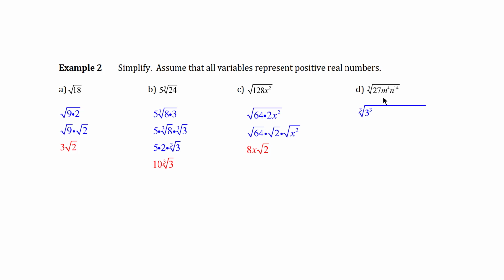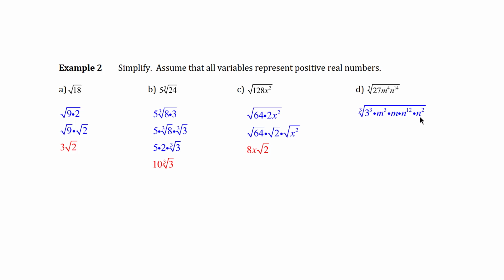Moving on to m to the 4th power, we need to rewrite this as a product of two variables, where one variable has the largest exponent that we can make from 4, which is a perfect cube. So I rewrote m to the 4th power as m cubed times m. Moving on to n to the 14th power, we need to rewrite this as a product of two variables, where one variable has the largest exponent we can make from 14, that is a perfect cube. So I rewrote n to the 14th power as n to the 12th power times n squared.